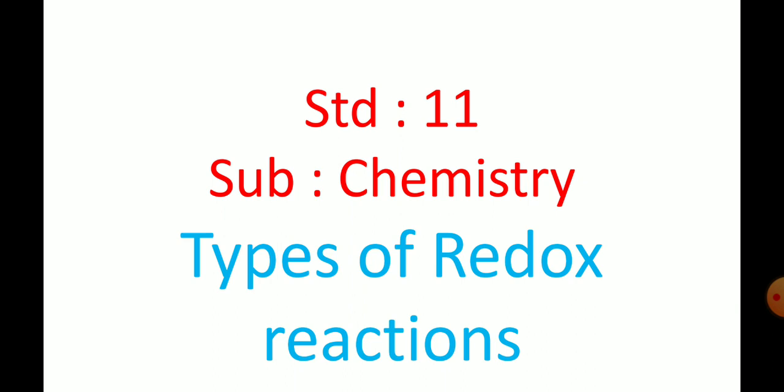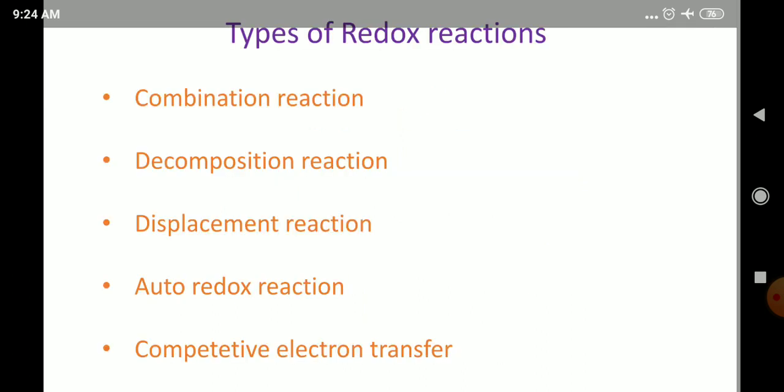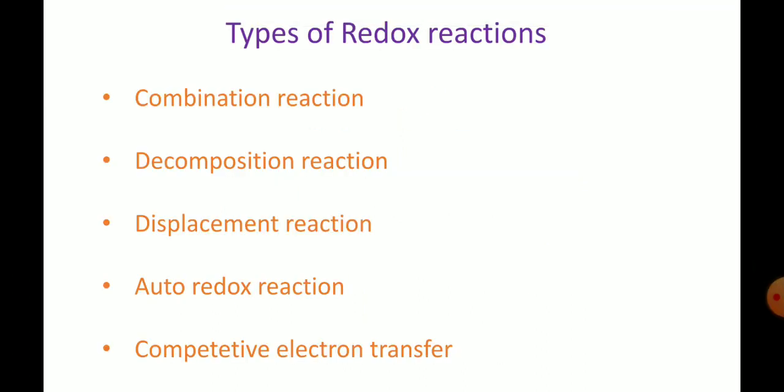Students, in the 11th standard chemistry, the concept which we are going to discuss is types of redox reactions. Already we have completed what are called redox reactions and how to study the redox reactions in terms of oxidation number. Everything we have completed so far, and using this video we'll become familiar with the types of redox reactions. Okay, look here, these are the 5 different types of redox reactions.